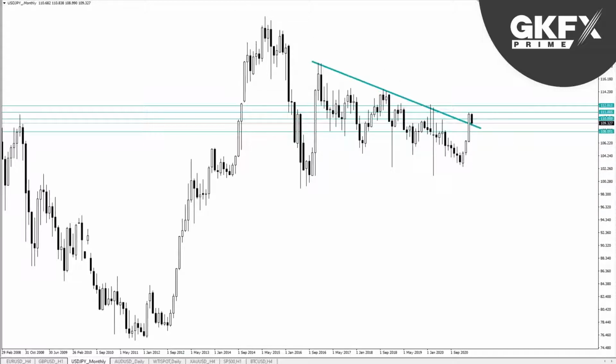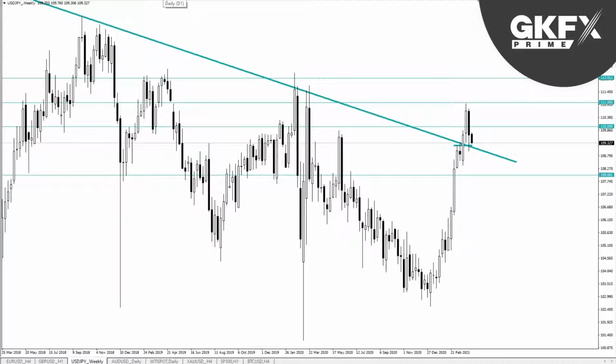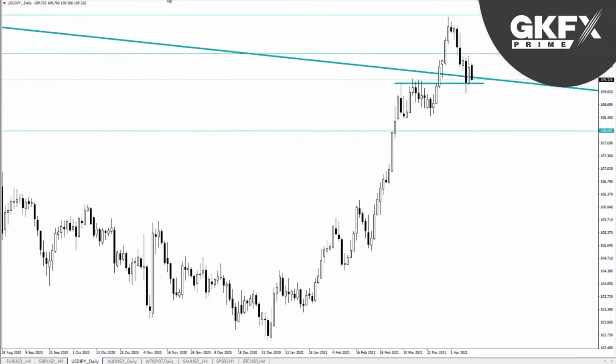If we drop down to the weekly chart, you can see it in a bit more detail there. We had one test last week, and we're trending lower again, but we're right down near the trend line. Now we're just back to our daily chart, and you can see that what we're doing is just retesting those previous peaks there, and so far they've held.